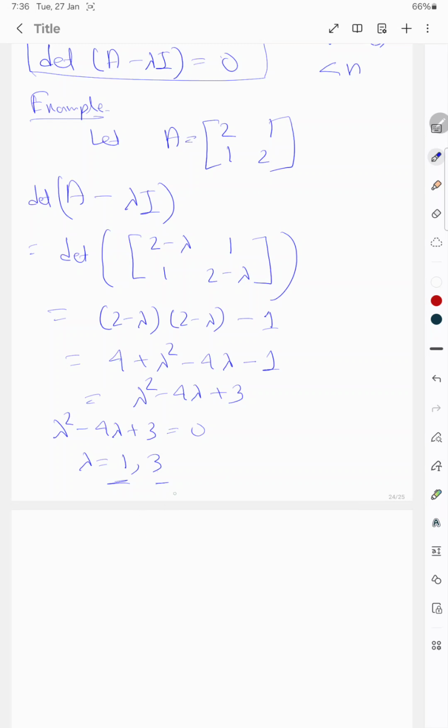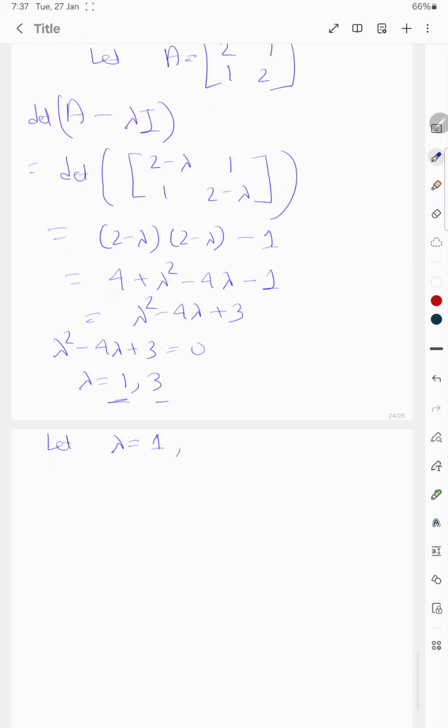Next, how do we find the eigenvector? For lambda equal to 1 you will get one eigenvector, and for lambda equal to 3 you will get another eigenvector. So let lambda be equal to 1. For this one you will get some eigenvector. Let the eigenvector be x1, x2. So you have (A minus lambda I) into x1, x2 equal to 0.